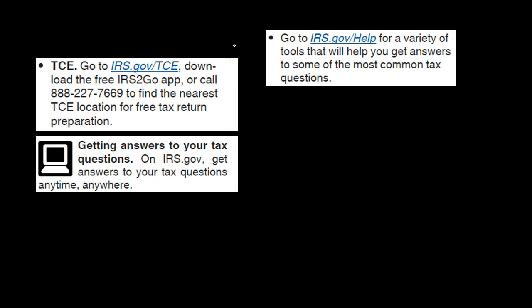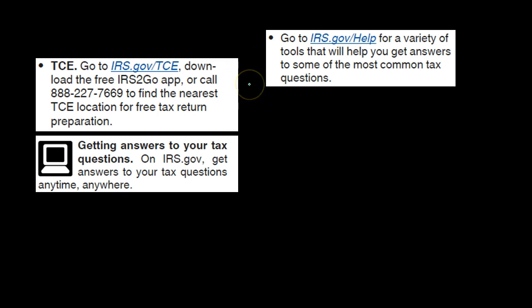If you go to, back to the text, go to irs.gov/help for the variety of tools that will help you get answers to some of the most common tax questions. Normally the IRS website's a bit overwhelming. Of course, there's a ton of information. But if you have a specific question and you know where you're going, sometimes they have some tools that are good, like tax calculators for particular things and whatnot, that can be useful.